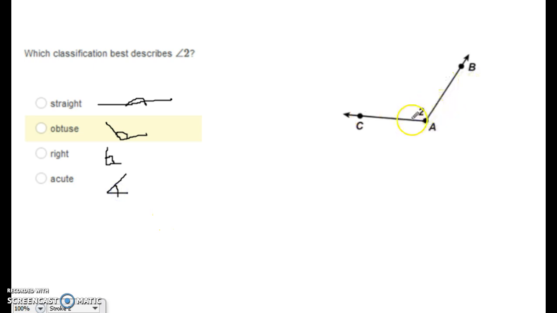So if we look at this one, it is not a straight angle. It's clearly bigger than 90 degrees. Oops, I meant to cross that out. So it's going to be obtuse.